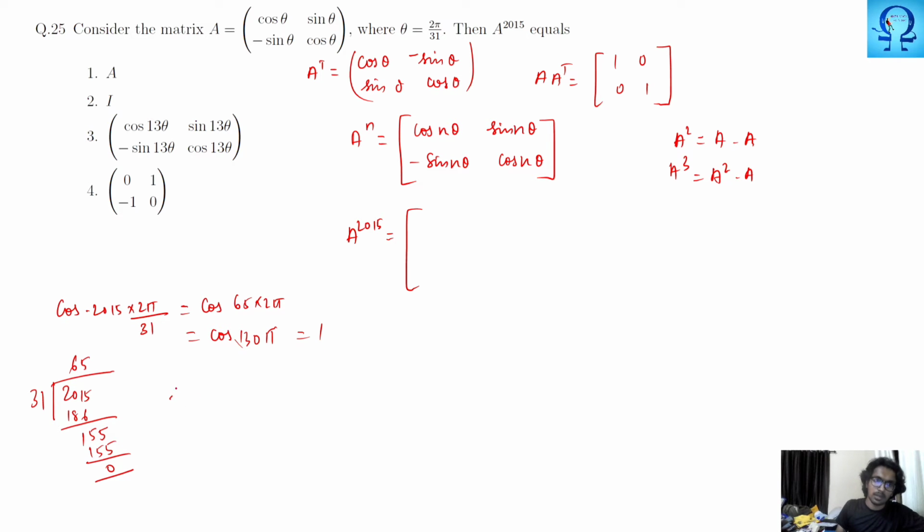Am I right? So what is sine of 2015 into 2 pi upon 31? So it is sine 130 pi. So sine n pi is 0. So basically what we are going to get is 1 0 0 1, which is nothing but the identity matrix. That's it. Okay.